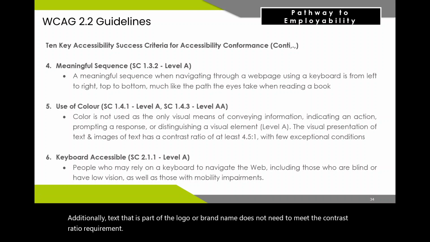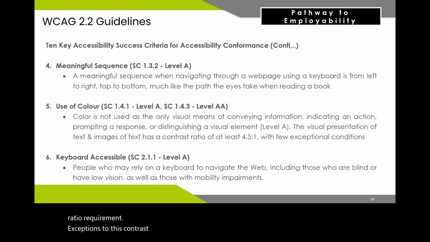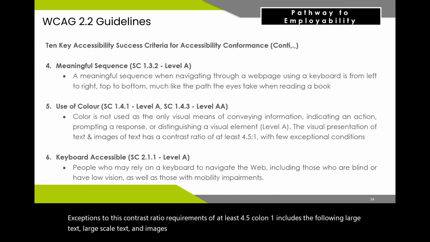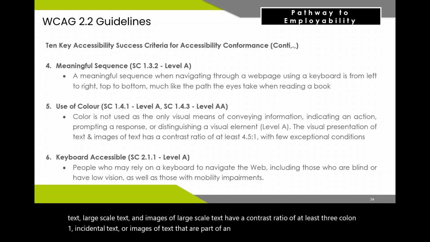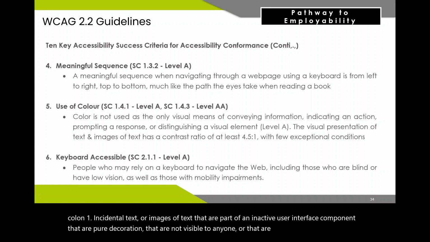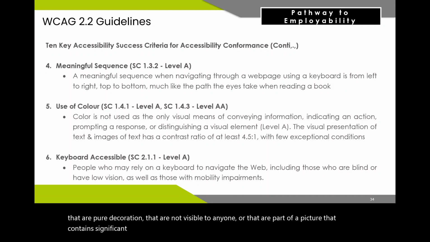Exceptions to this contrast ratio requirement of at least 4.5:1 include the following. Large text: large-scale text and images of large-scale text have a contrast ratio of at least 3:1. Incidental: text or images of text that are part of an inactive user interface component, that are pure decoration, that are not visible to anyone, or that are part of a picture that contains significant other visual content, have no contrast requirement.